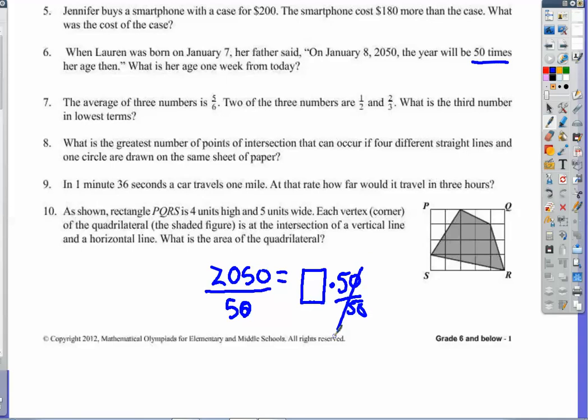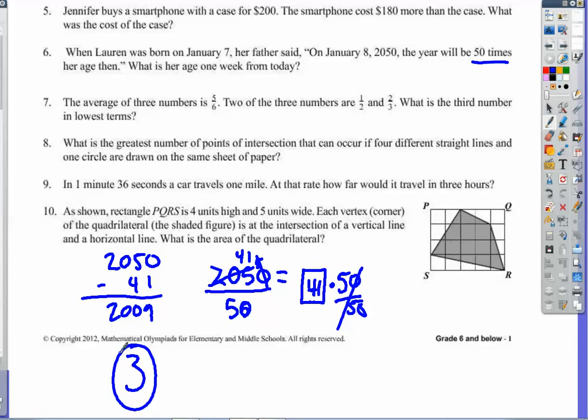50 divided by 50 is 1. So how many times does 50 go into 2050? Well, it goes into 205 4 times with 5 left over, and it goes into 50 once. So that means we have 41, which is 41 in 2050. Well, if she's 41 in 2050, what year was she born? So go ahead and subtract it out. And so she was born in 2009. And remember, this competition was given in 2012. So in 2012, she will have been alive for 3 years.